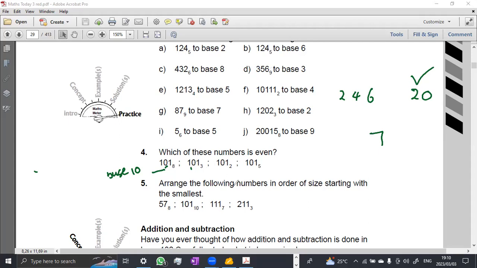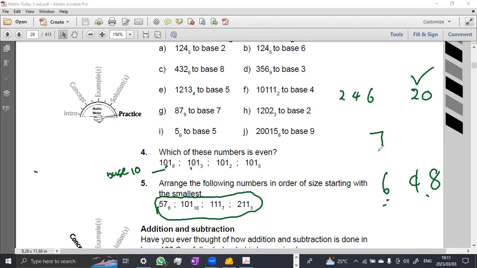Just like this one: arrange the following numbers in order of size, starting with the smallest. There's no way we can arrange these numbers if this is in base 8 and this is in base 10, because we can't compare numbers in different bases. So the only way is to convert them to base 10. Then we can compare, because if I'm given 6 and 8, I can easily compare since they are in the same base, base 10. I'll say 6 is less than 8, or 8 is bigger than 6. Are you seeing what is happening now? So it's easier for us to compare if numbers are in base 10, the one that we are used to.